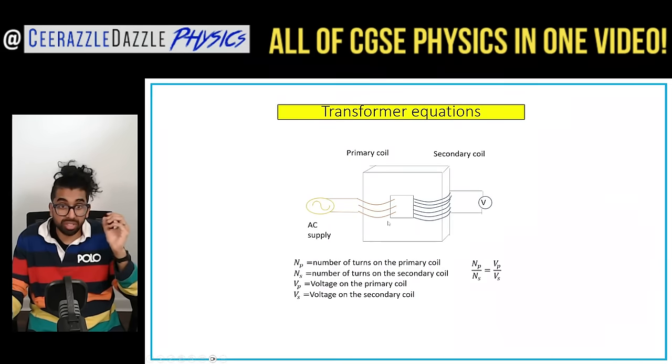Transformer equations. There is an equation to link the number of turns in the primary and the number of turns in the secondary, and the voltage in the primary and the voltage in the secondary. It will be the following. NP over NS is equal to VP over VS. Where VP is the voltage in the primary coil, VS is the voltage in the secondary coil, NP is the number of turns in the primary coil, and NS is the number of turns on the secondary coil.